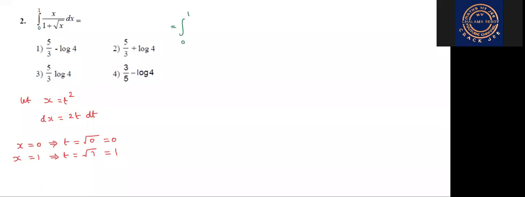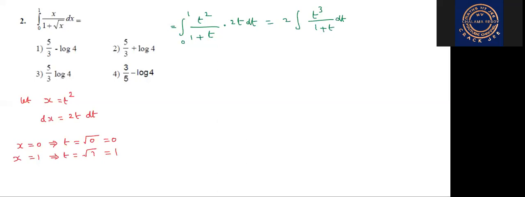Integration 0 to 1. The numerator x is there. X means t square, divided by 1 plus x. X is equal to t square means root x is equal to t. So here we can write t directly. And dx means 2t dt. Students, observe that 2 is taken outside. Numerator t cube, denominator 1 plus t, dt.